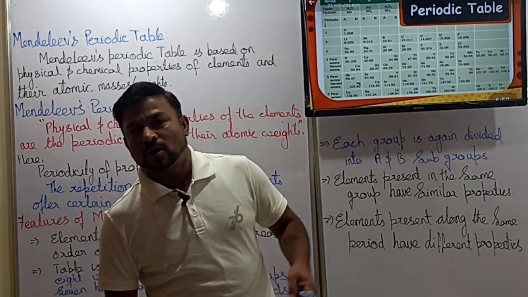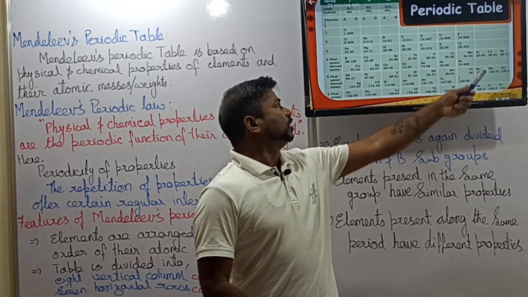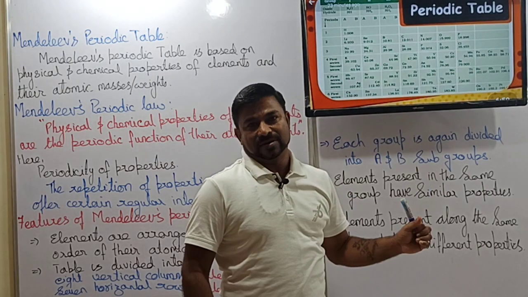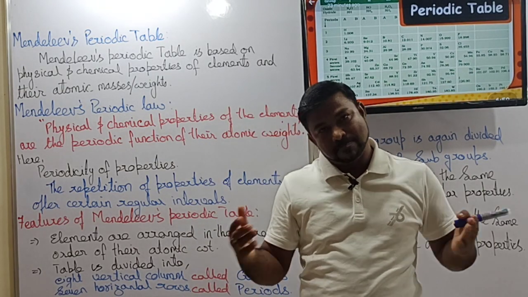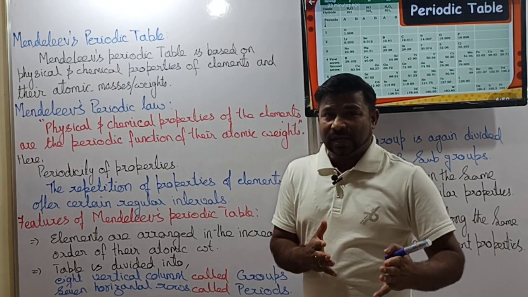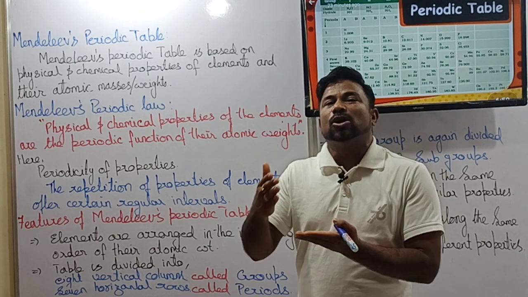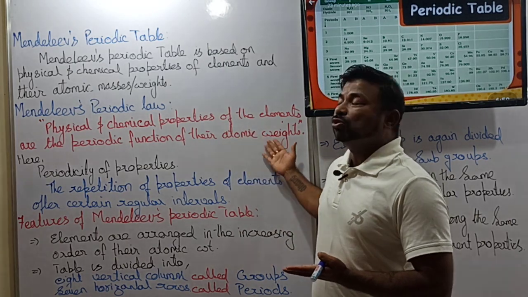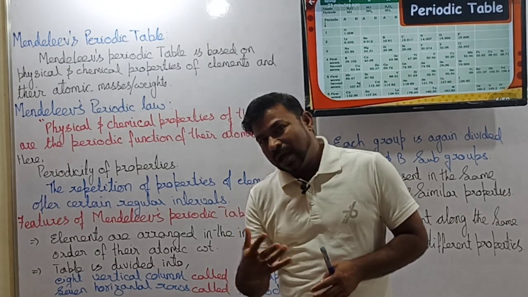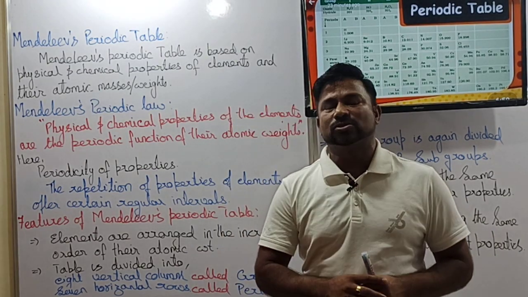So, if you come across Mendeleev's periodic table, the total table we are able to see here, he is basing it upon Mendeleev's periodic law. Which says all the properties of the elements are totally dependent on the periodicity of the elements, and that too atomic weight. So, what is this periodicity? You have to consider this one.